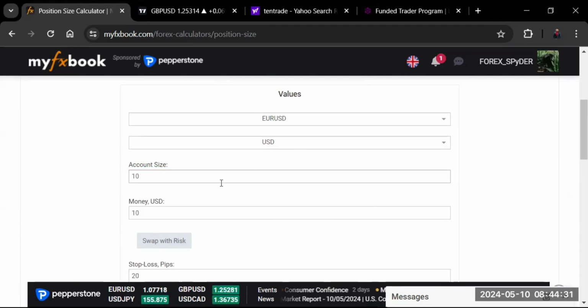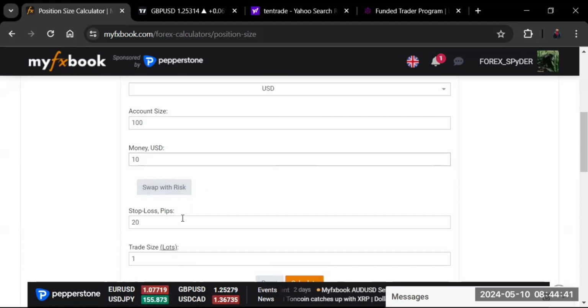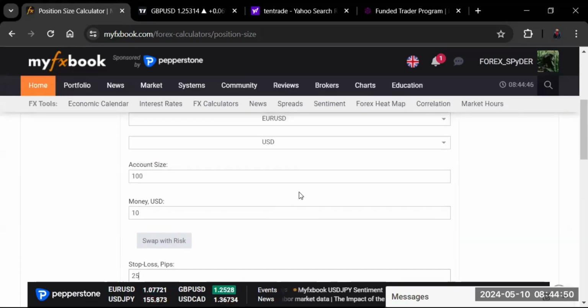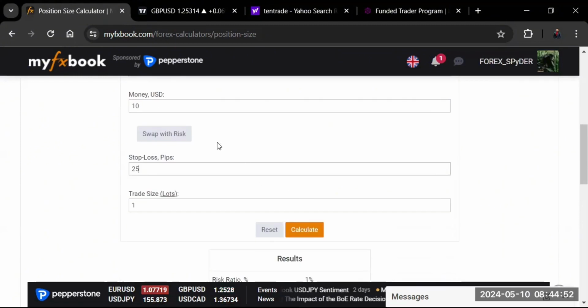Then, I mean, that place is for account size, so let's put 100 for account size. Then you want to risk $10 per trade. Then let's say your stop loss is 25 pips. So guys, you leave this one at 1.